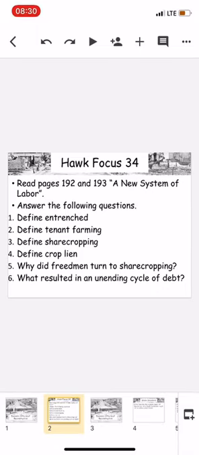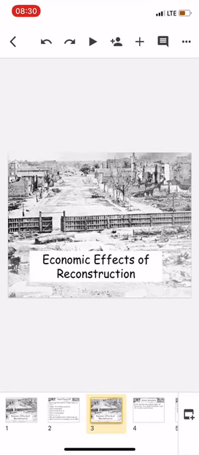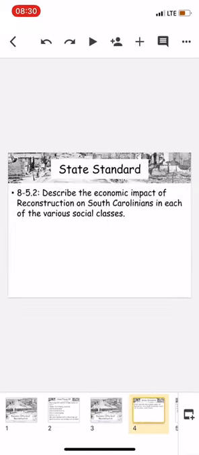Let's get right on into our lesson note. I want to keep this to 10 minutes. So, economic effects of Reconstruction. And this picture that you see here in the background is actually Columbia, South Carolina, after General Sherman had burned it down, and now we've got to rebuild, right? So we've got to continue talking about Reconstruction efforts and how South Carolina is going to make this happen.